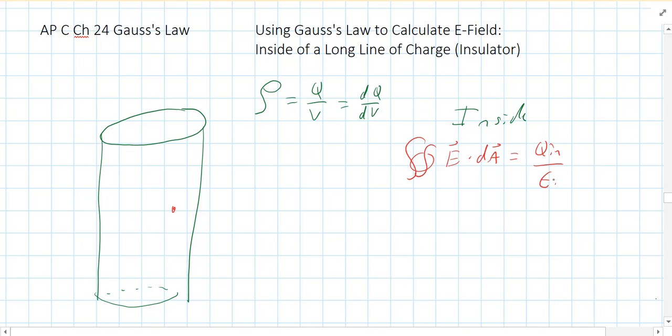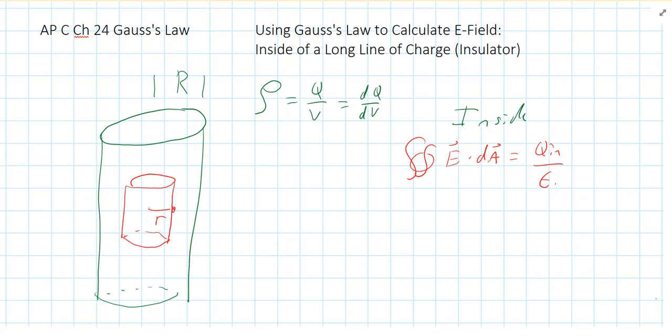Well, the shape we're going to draw is a concentric cylinder with our main cylinder, okay? So it's going to look like that. It's centered at the cylinder. This will be the radius. Some other things that you would be given: the radius of the cylinder itself we'll call capital R, okay? For our little cylinder that we just drew, our Gaussian surface, we'll call the height of it L, but you can call it anything you want.